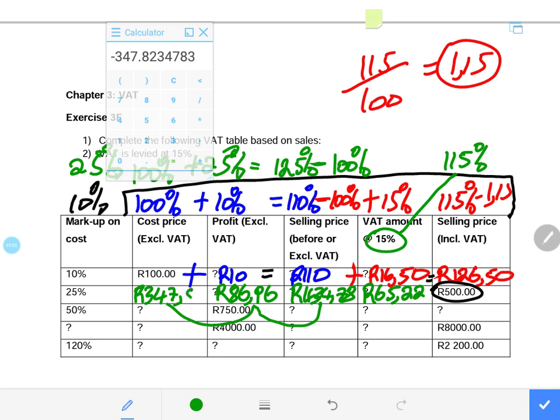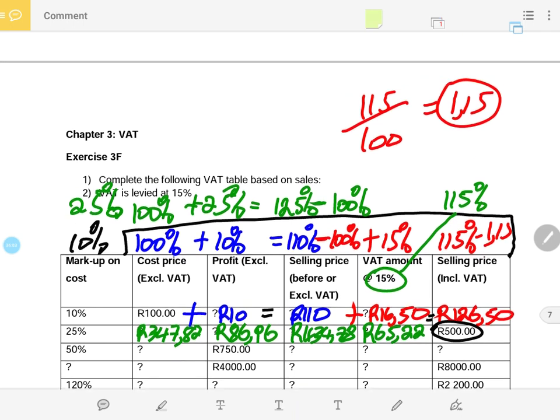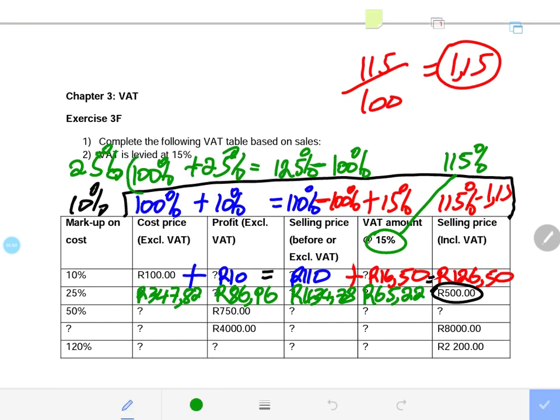347.82. At the same time, we can just say 434.78 times. What are we looking for? We are looking for the cost price, which is 100%. Now the amount which we have is out of 125. We are looking for 100% out of the column that is 125, because we added 25%. Therefore we say 434.78 times by 100 divided by 125.